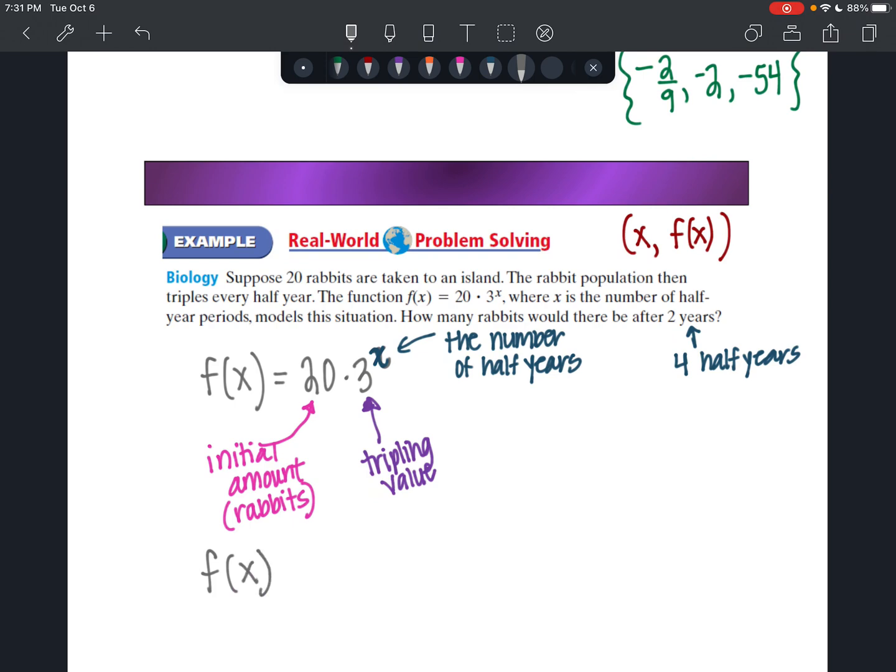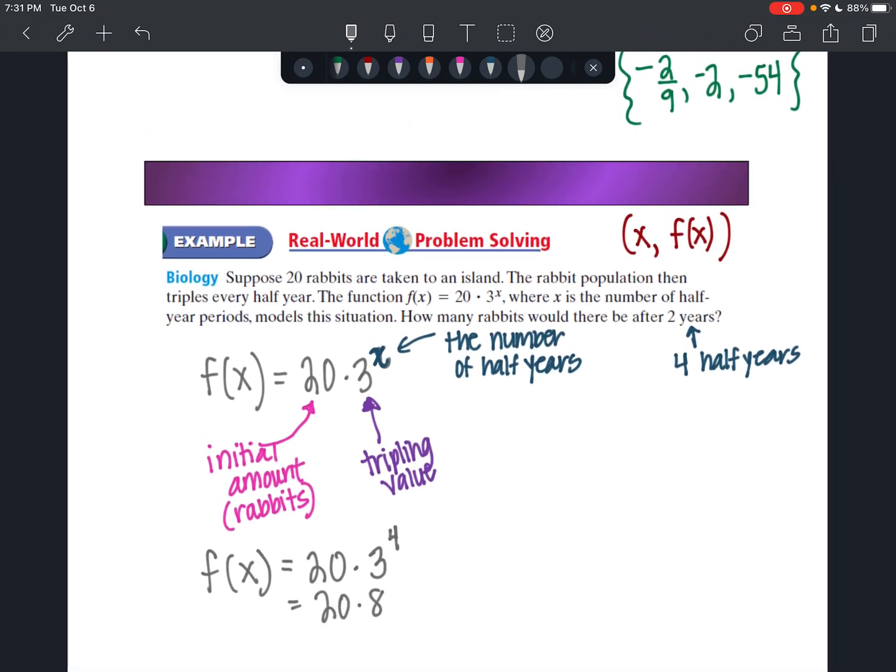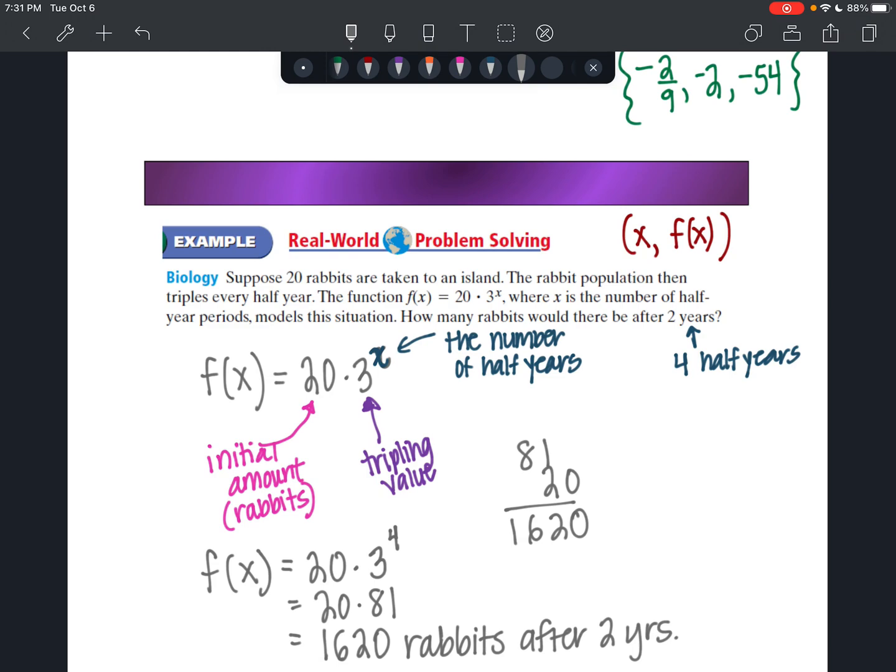So f of x is going to equal 20 times 3 to the 4th power, which is 20 times 81, which is 81 times 2 is 162, and then we're going to add that 0 at the end. 1,620 rabbits after 2 years. So we go from 20 rabbits to 1,620 rabbits.